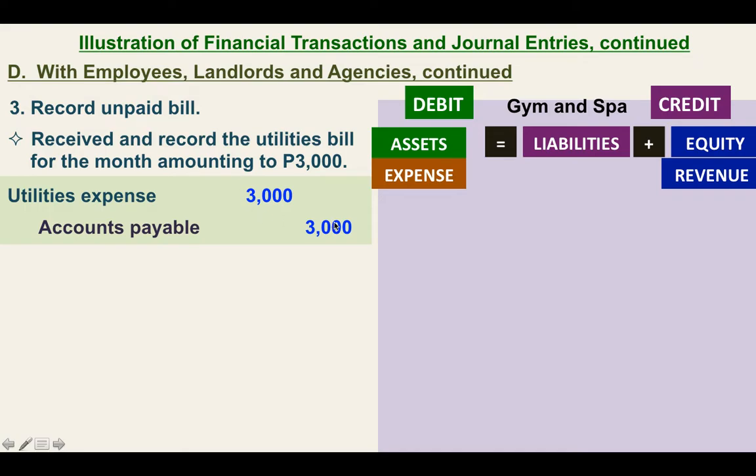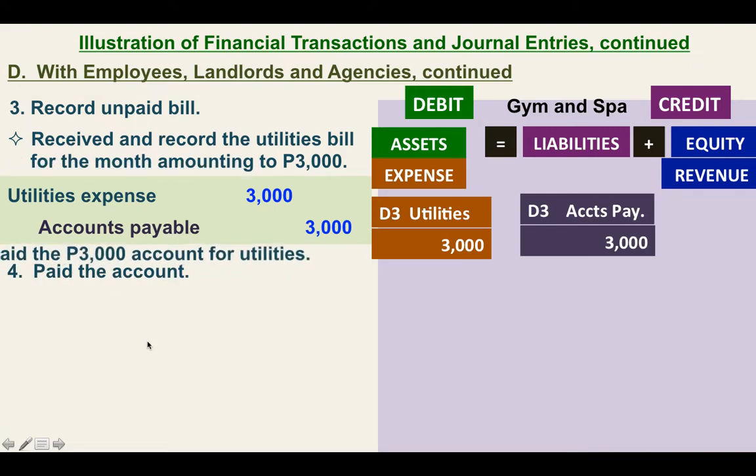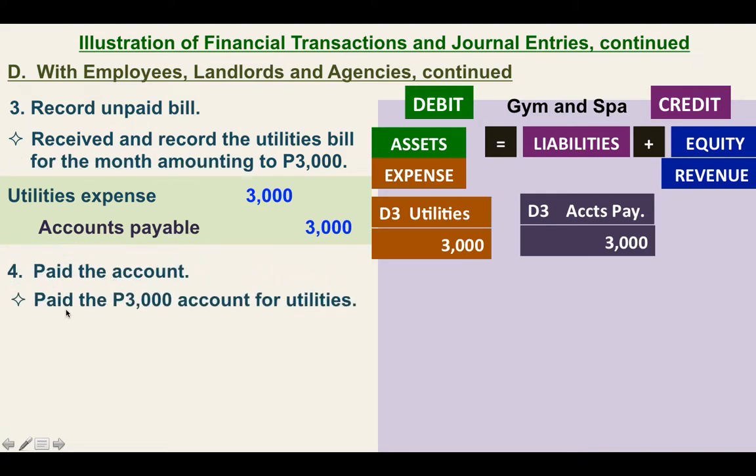So in this case, how are you going to reflect this in the accounting equation? You debit utilities expense, so you are increasing the expense by 3,000, and credit accounts payable, so you are increasing liabilities in the form of accounts payable by 3,000. Okay? And the next transaction is you have to pay the account. You are going to pay the account. And the detailed transaction is this: pay the 3,000 account for utilities.